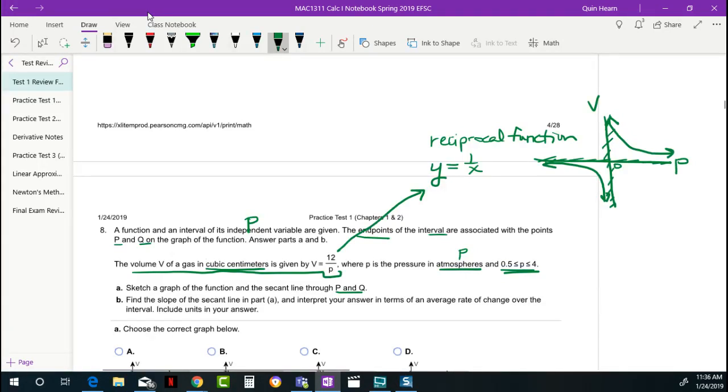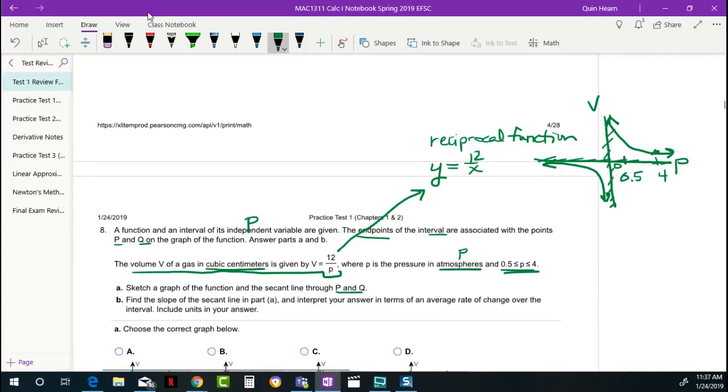Our function, by the way, is 12 over p, which would be like 12 over x, which is just going to be 12 times the reciprocal function. So it's going to have bigger y values. It's stretched vertically, but I'm just going to leave it looking kind of like that because we only need a rough sketch. And we're only interested in p values between 0.5 and 4.